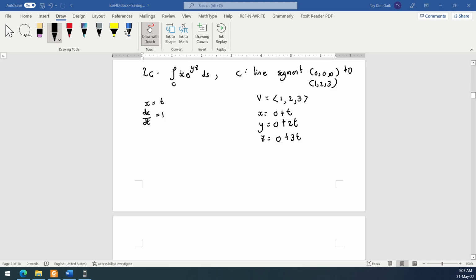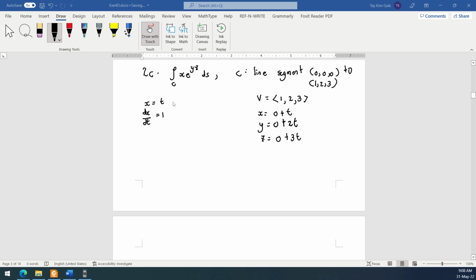So I repeat, for 2c, the integral of e^(xyz) ds along curve C. Curve C is the line segment from (0,0,0) to (1,2,3). If we want to find the parametric equation for a line segment passing through the starting and ending points, you find a vector that is parallel with this line segment. To find the vector, you take the ending point minus the starting point. So 1 minus 0, you have 1i; 2 minus 0, you got 2j; 3 minus 0, you got 3k. Then the parametric equation will be x equal to the starting point of x, add i which is 1, so 1t. y equals the starting point of y, 0, plus j which is 2, so plus 2t. z is the starting point of z, 0, plus component k which is 3, so plus 3t.